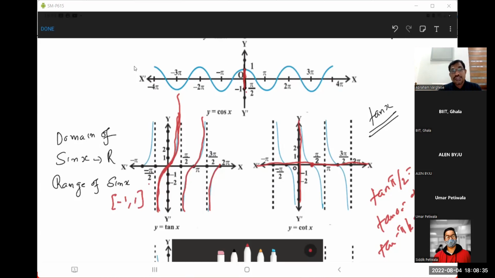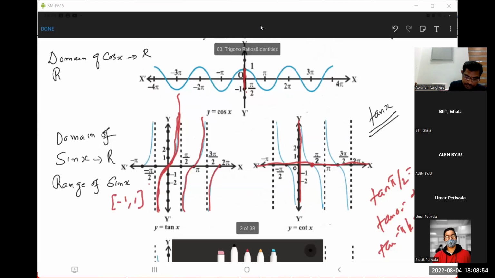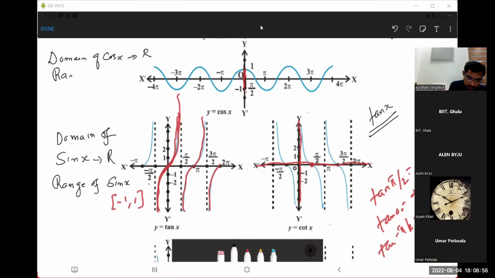Okay, the same result is true for cos x also. So the domain of cos x will be the same, from the graph. The domain of cos x will be R, which means real numbers, and the range of cos x will be between -1 and +1.